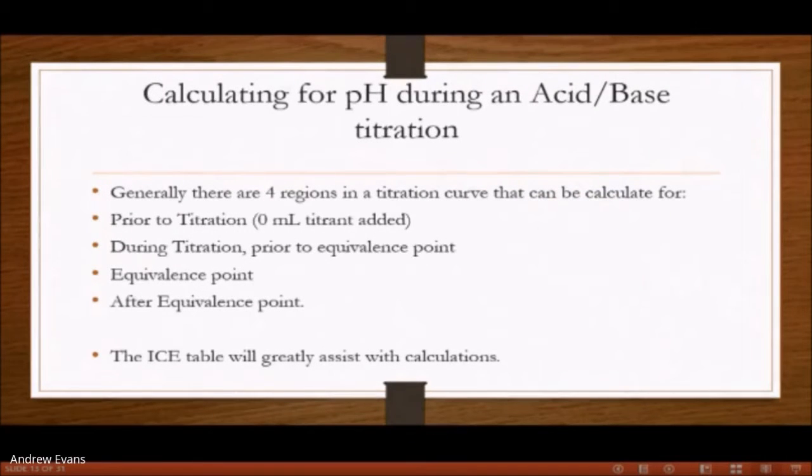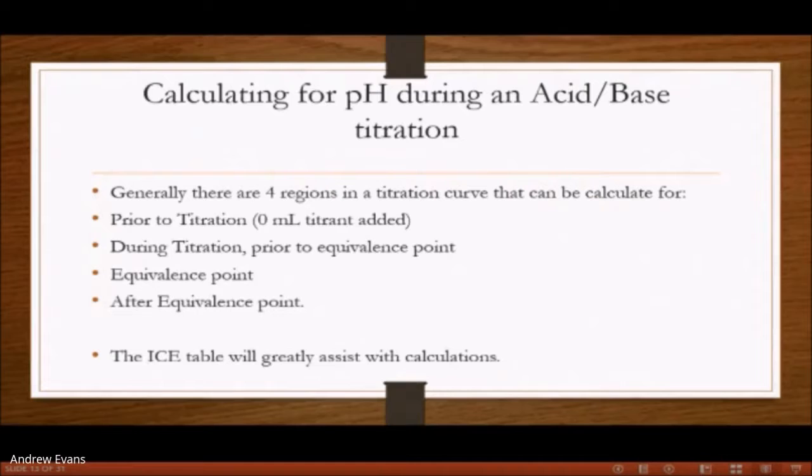Now, when we calculate for this, generally there are 4 regions that we can treat here. One is prior to titration, which is the easiest one. We've done this a dozen times before. Prior to titration is just acid, no base. We don't have to do anything.